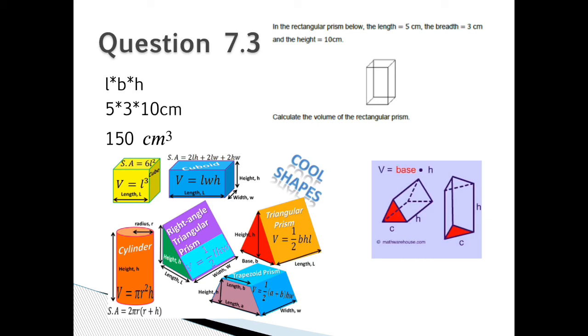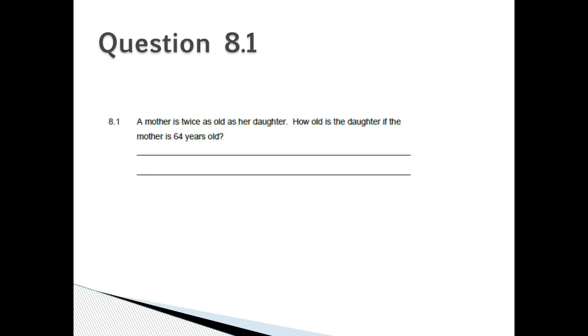The volume of a triangular prism is equal to half times breadth times height times length. And the volume of a trapezoid prism is equal to half, parentheses, a plus b, close parentheses, height times width. So in the question, it's length times breadth times height, which is 5 times 3 times 10 centimeters, which is 150 cubic centimeters.